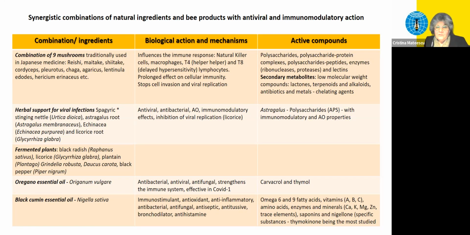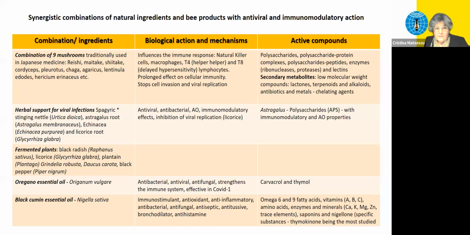Then a herbal support for viral infections produced by spagyric technique, containing stinging nettle, astragalus root, echinacea, the aerial parts, and the root of licorice, shows antiviral, antibacterial, antioxidant, immunomodulatory effects, and inhibition of viral replication, especially of licorice root. And these are due especially, for astragalus, to the polysaccharides with immunomodulatory and antioxidant properties.